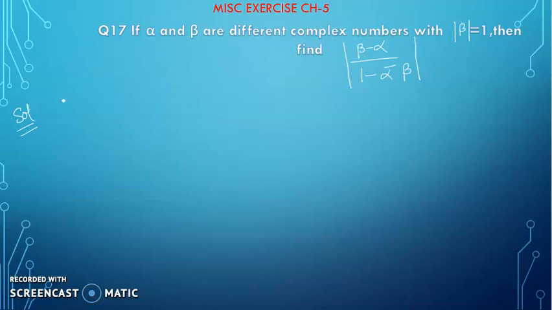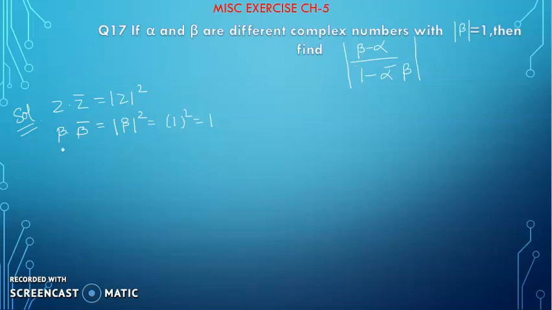This is given: mod beta is equal to 1. So you know that z into z conjugate is equal to mod z whole square. Alpha and beta are different complex numbers, and it is given to us that modulus of beta is equal to 1. So I can write this as beta into conjugate of beta is equal to modulus beta whole square. What is the value of modulus of beta? 1. So 1 square is equal to 1. This means beta multiplied by its conjugate is equal to 1.